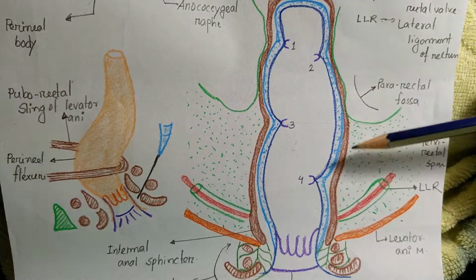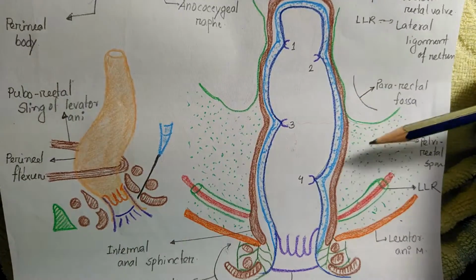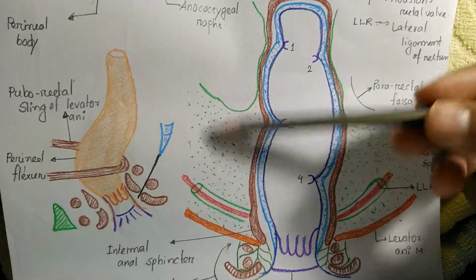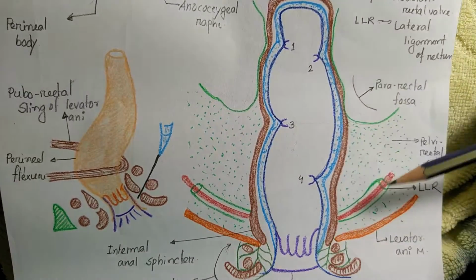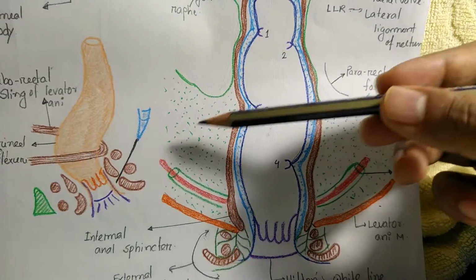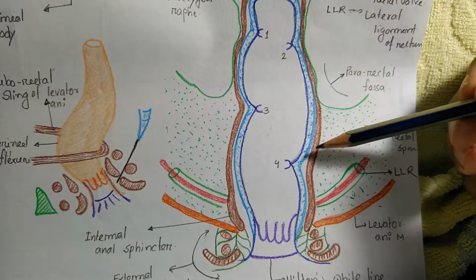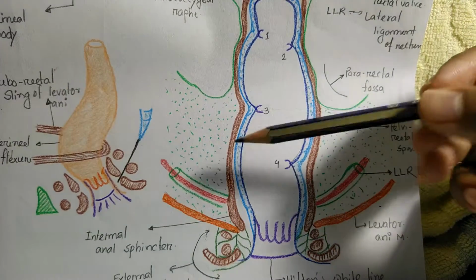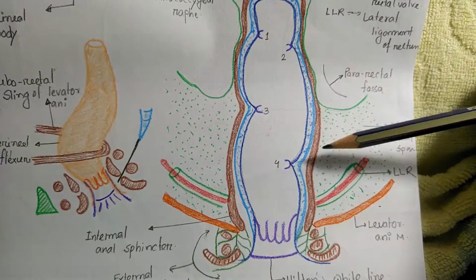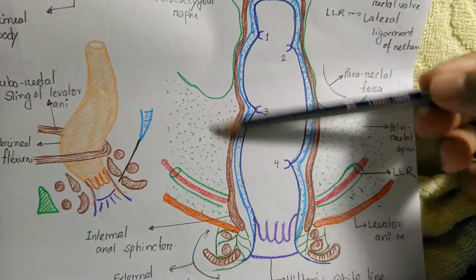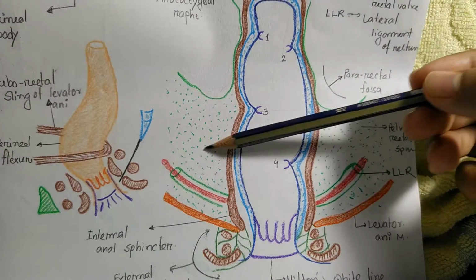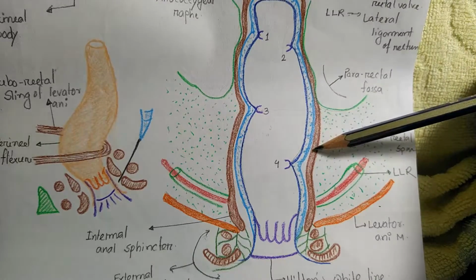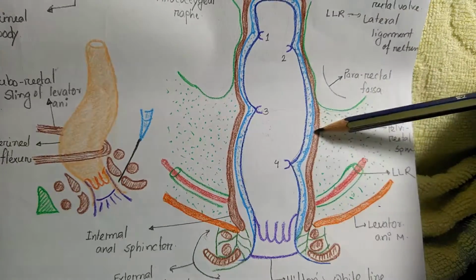In the pararectal area you can also see some space, or this is fat. This is called pararectal fat. Para means side and fat means the lipid substance which will fill the area or give support to the rectum. That is called pararectal fat.